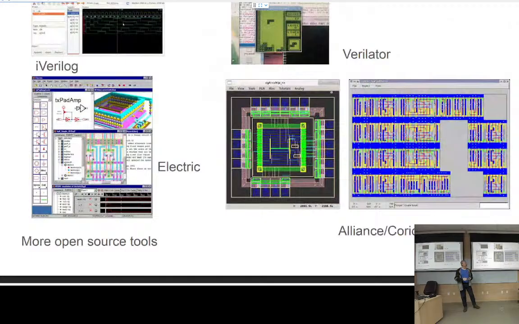And in 2020, Google said, oh, let's see if we can make an open source chip. And then they negotiated with a company in the United States called Skywater. They released their PDK. And since then, we've had a bunch of other PDKs that are available.